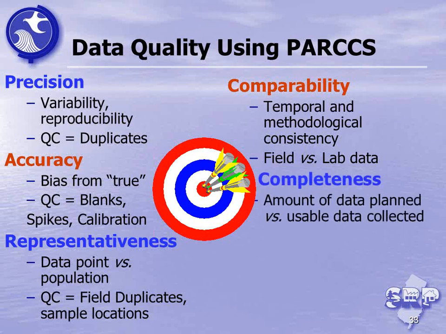Completeness is the amount of data planned versus the data collected. And if you establish a data quality objective of 100% for your site, lots of luck. You might want to do a completeness objective of 100% for critical samples or for critical target analytes, but in general, for a large site, you wouldn't want to set a completeness objective of tighter than maybe 90%.